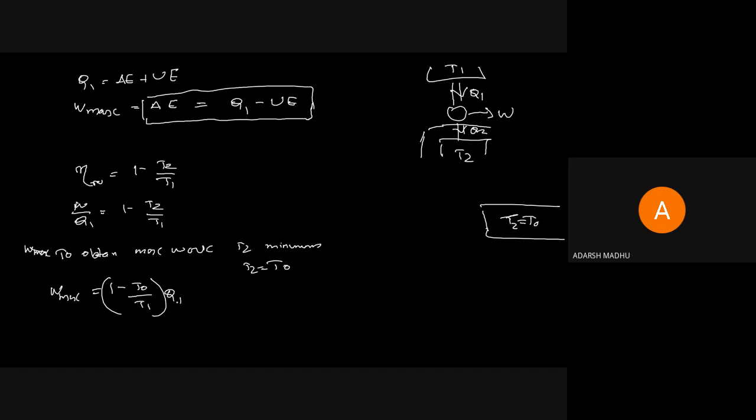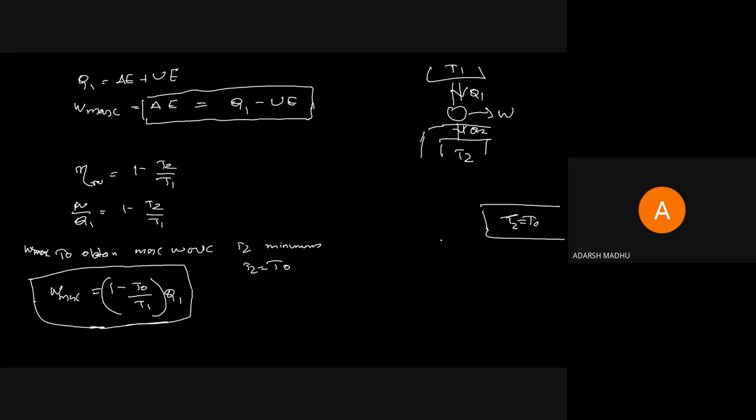Okay. This is the W max equation. Please write down the equation and put it in a box. And there is a small derivation. Small derivation means a 3 or 4 line derivation is there.